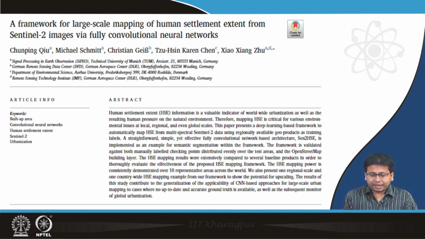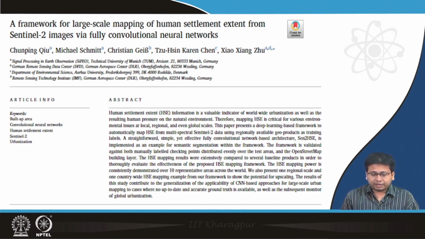The HSE mapping results were extensively compared to various baseline products in order to thoroughly evaluate the effectiveness of the proposed HSE mapping framework. The framework is consistently demonstrated over 10 representative areas of the world. We also present one regional scale and one country scale HSE mapping example from our framework to show its potential for upscaling.